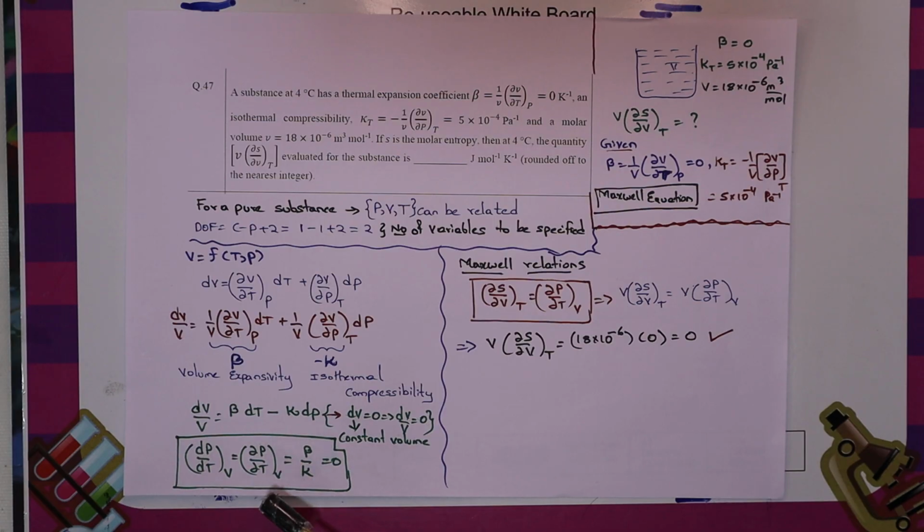So ∂P/∂T at constant volume is nothing but β/κ, which is equal to 0, because the value of β is given as 0. So ∂P/∂T at constant V equals 0. Okay, and you have to get the Maxwell relations.